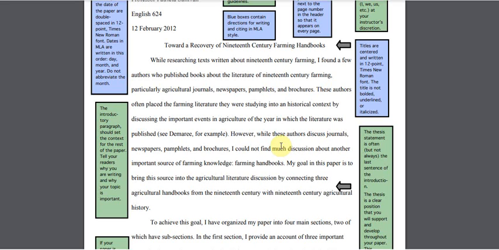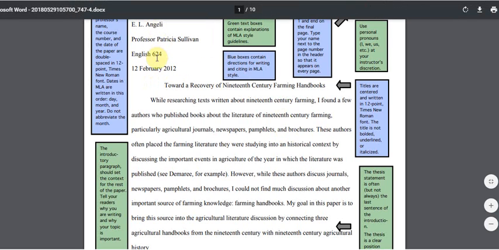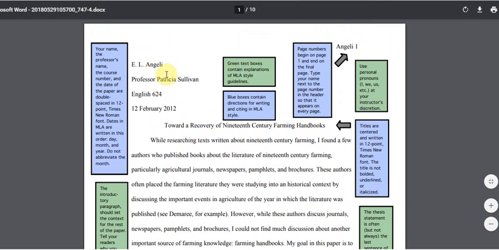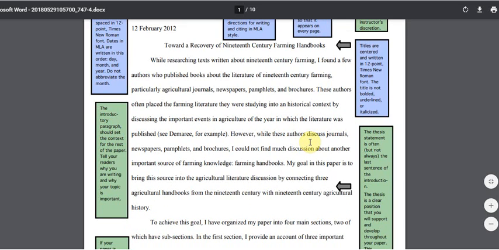Titles are centered and written in 12-point Times New Roman font. The title is not bolded, underlined, or italicized. And you notice you come down two lines from the heading to the title, and then another two to the actual text.